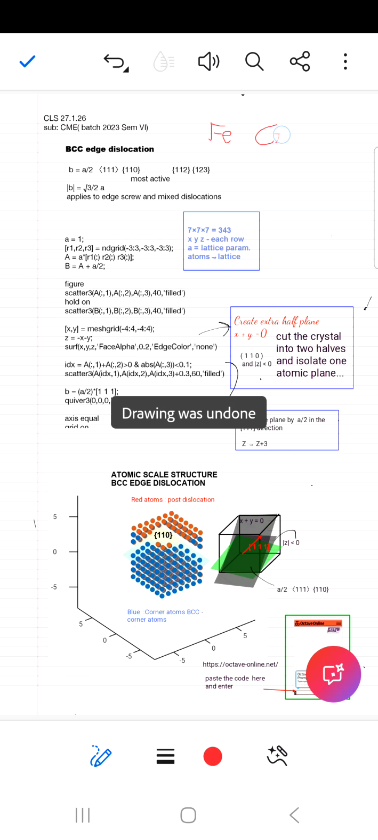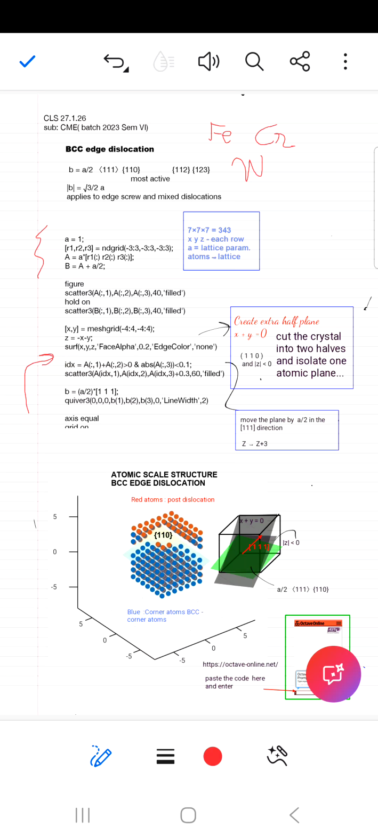Now let us connect this with the atomic model. First, we generate a BCC lattice by mathematically placing atoms at corner positions and body-centered positions. This gives us a block of crystal, a perfect lattice. Next, we cut the crystal using a plane equation. This divides the lattice into 2 parts. Then, atoms on one side of this plane near a specific layer are shifted slightly upward. That shift represents the insertion of the extra half plane. This simple geometric operation reproduces the atomic structure of an edge dislocation.